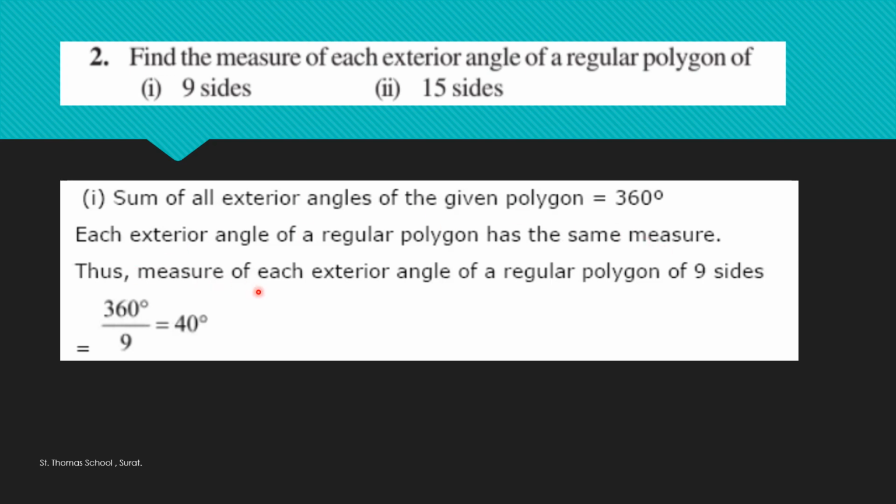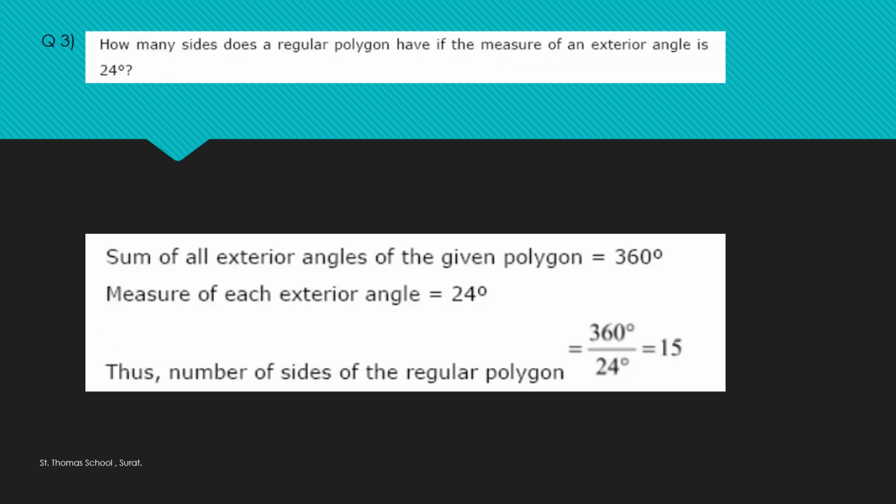Okay. This is the measure of each exterior angle of a regular polygon of 9 sides. The total measure is 360 and there are 9 sides, so 9 exterior angles should be there. So 360 divided by 9, that is 40 degrees. And for this question number 2, the 15 sides, you can do it yourself. That is homework for you.